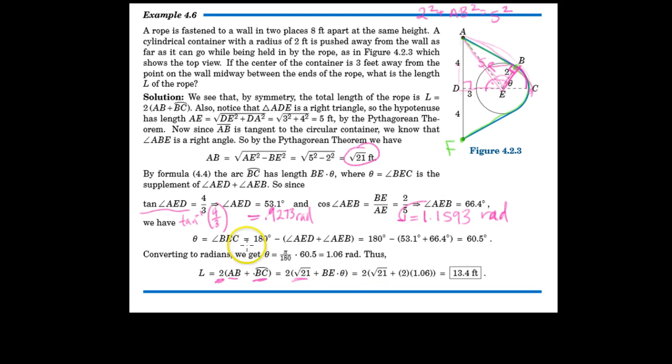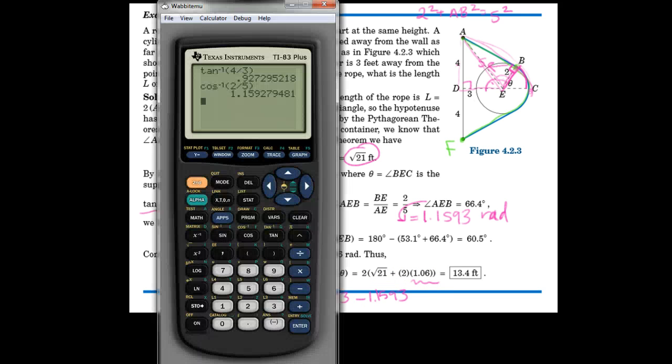Okay, so then they subtract that from 180 degrees, but we wouldn't subtract it from 180 degrees. We would subtract it from pi. So it's pi minus 0.9273 minus 1.1593, and that's also equivalent to angle BEC. I'm not going to do the math. You guys can confirm or verify that that works, but you should get 1.06.